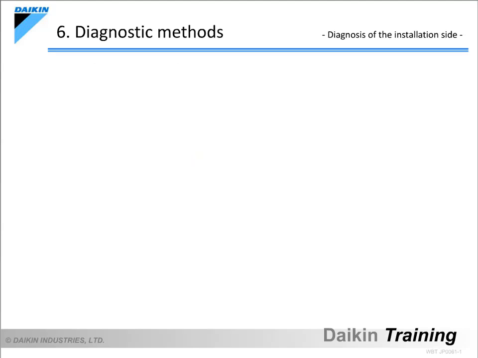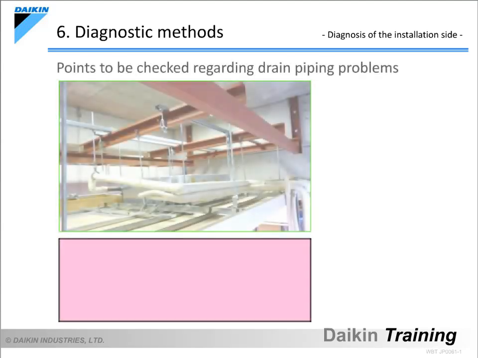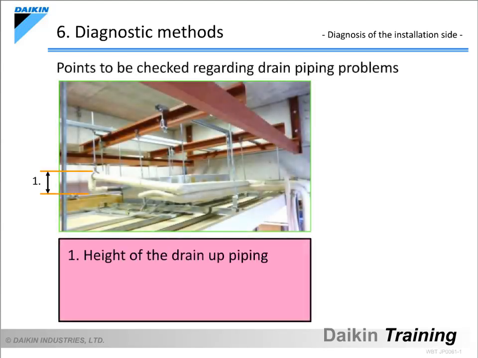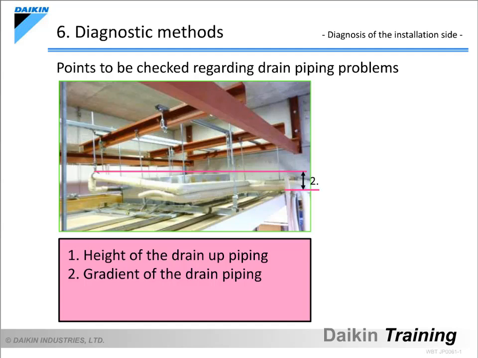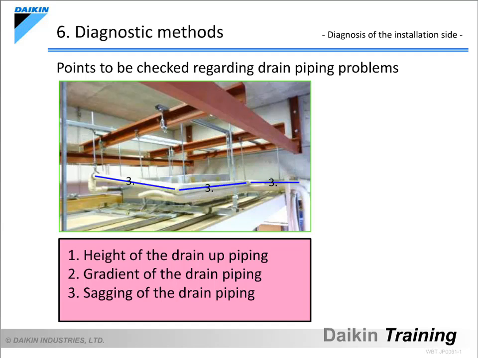Let's now look at the diagnosis of the installation side. Common causes of the A3 and AF malfunctions on the installation side are problems with the drain piping. Items to be confirmed with the drain piping include checking that the height of the drain-up piping is not higher than the specified values for the respective models, that the drain piping gradient is at least 1 in 100, and that there is no sagging in the drain piping. These can be confirmed by a visual check. If any problems are found, be sure to fix them.